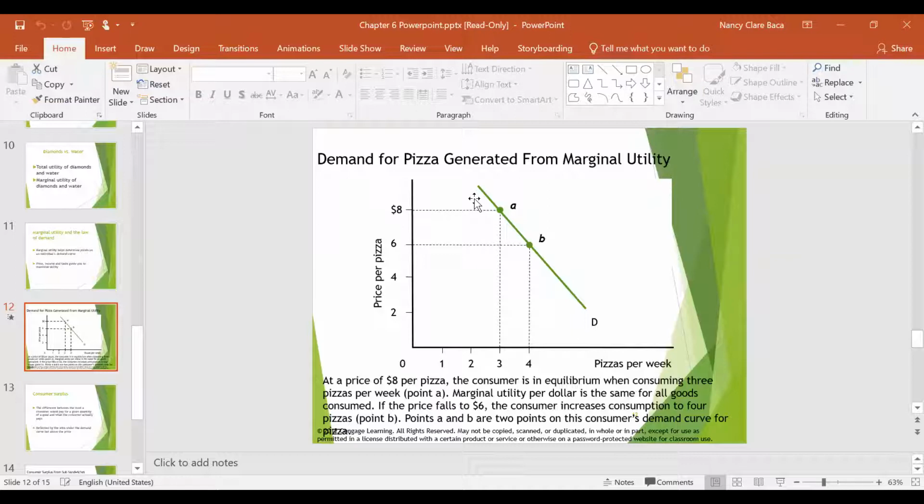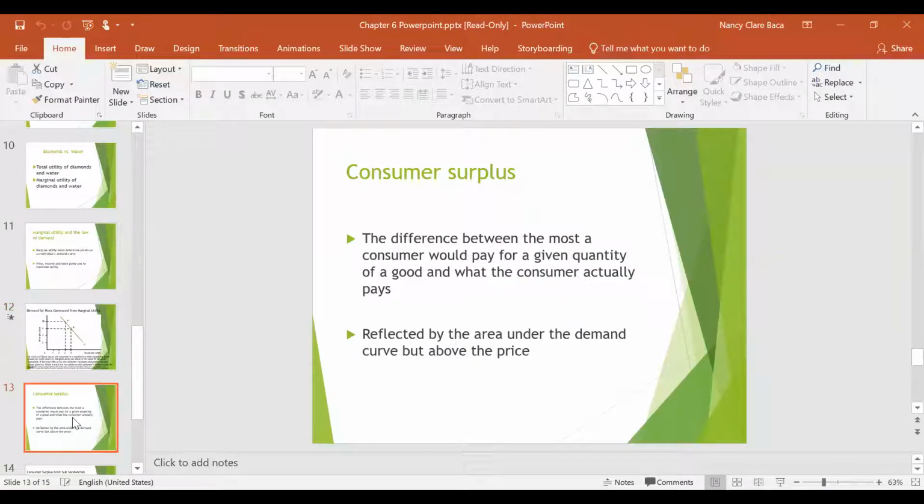Okay? All right. So then that brings us to a concept we call consumer surplus. This is really, really important. We will talk about consumer surplus over and over again in this class. You have to understand what it means, and then understand how to calculate it and how to look for it. Consumer surplus is the difference between the most a consumer would pay for a given quantity of a good and what the consumer actually pays.